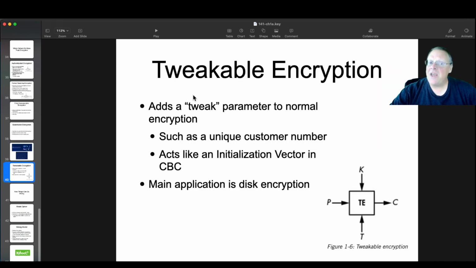And then there's tweakable encryption. For example, if you're encrypting every block on a hard drive, you want to scramble each block differently, and yet you don't want to make the data any bigger because that would be hard to implement.